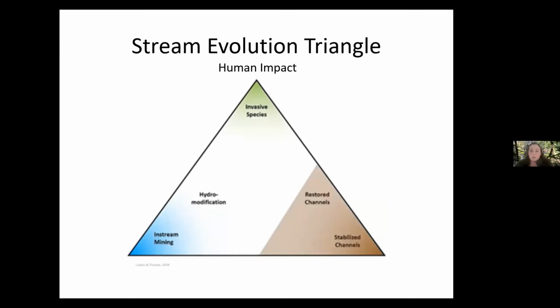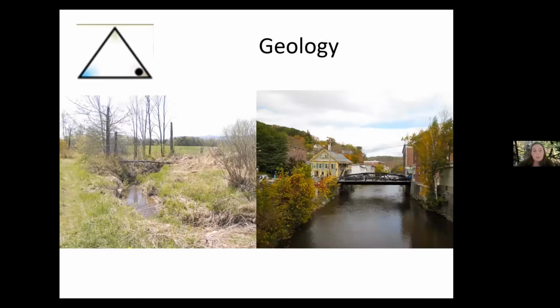So let's walk through some examples of how we alter stream evolution. These are both pretty common sites across Vermont, and this is how we geologically structure our streams. Our solution to flooding ag fields are ditches, and our solution to protect infrastructure is to armor the banks and keep them in their course. We laterally confine them and contain them structurally.